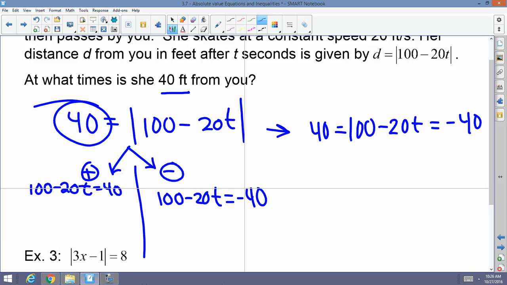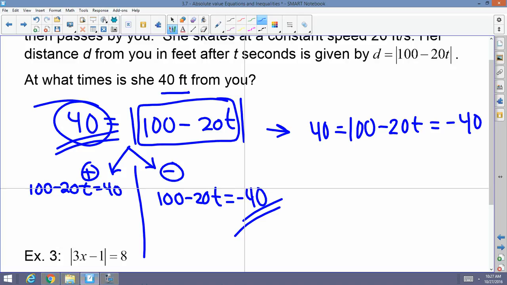Okay, because like I said before, you don't touch what's inside of here. You cannot make that 100 plus 20t. No, sir. There's a positive side. This 100 minus 20t equals 40. That's the positive side of the absolute value. Or this 100 minus 20t equals negative 40. That's going to be the negative side of the absolute value. You never touch what's inside the absolute value like we had stated before.